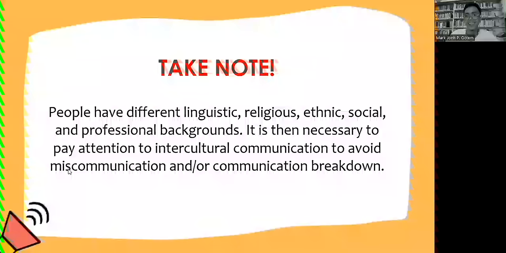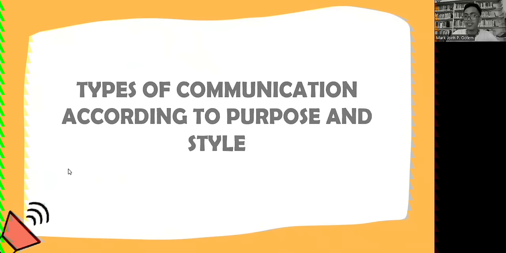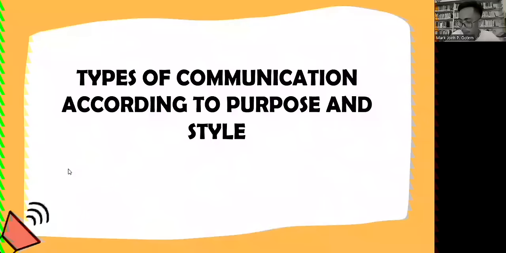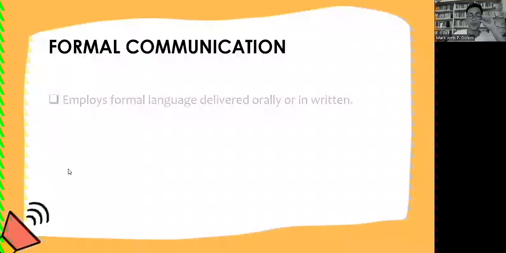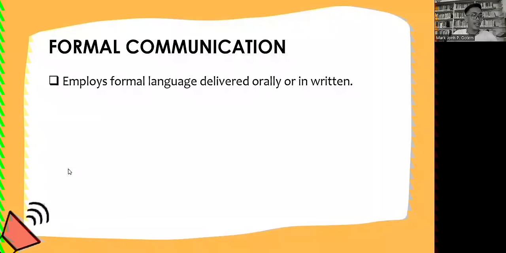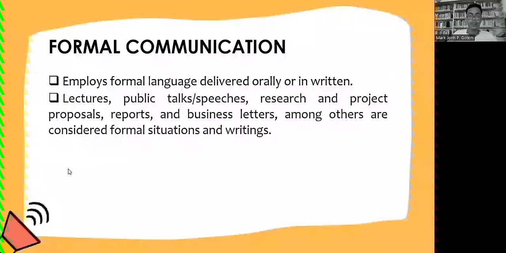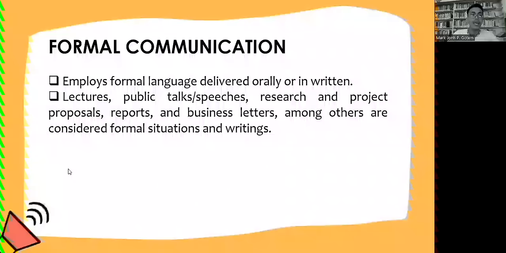setting. Next, we are done with the types of communication according to mood and context, and let's proceed with our last types of communication according to purpose and style. So we have formal and informal communication. Formal communication: what is formal communication? It employs formal language, delivered either orally or written. For example, lectures, public talks or speeches, research and project proposals, reports and business letters, among others, are considered formal situations and writings.